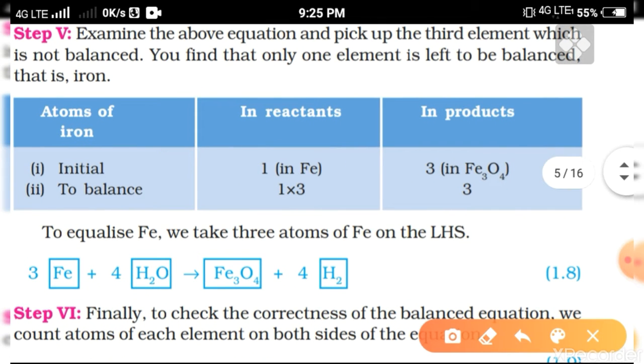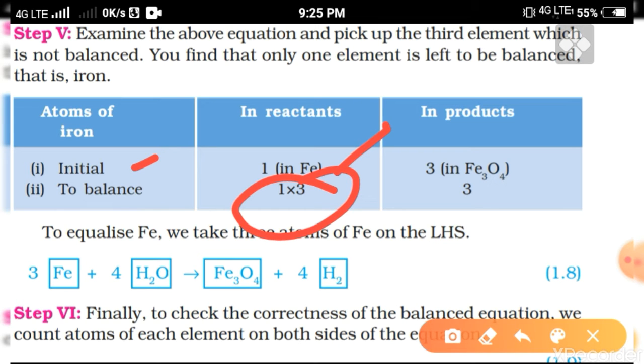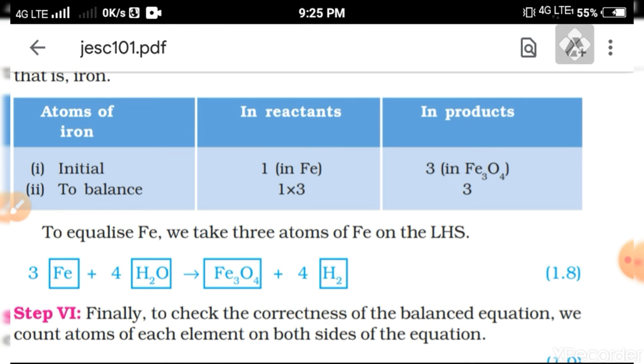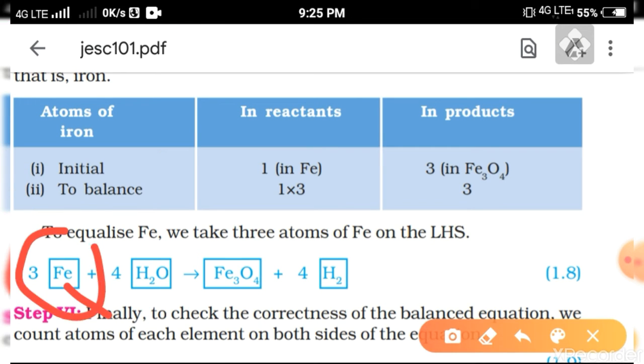See here, atoms of iron. Here there is only 1 iron. So multiplying by 3, here there are 3 atoms, so these are equal. After multiplying by 3 on the reactant side, what will happen? There are 3 atoms of iron here, and here there are also 3 atoms of iron.